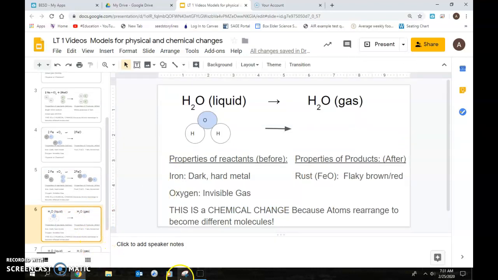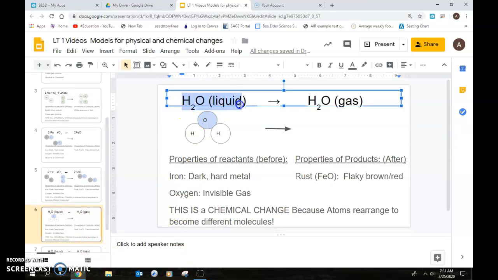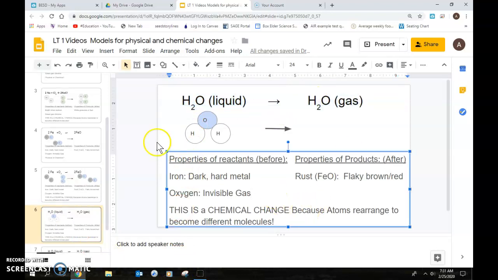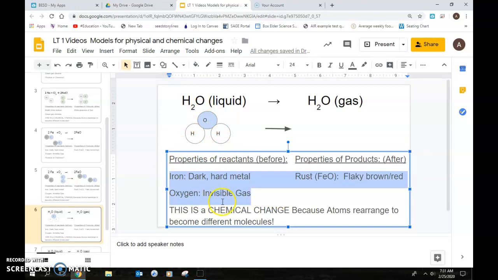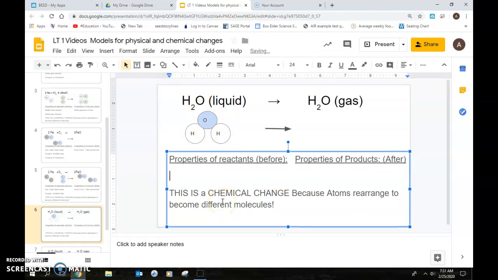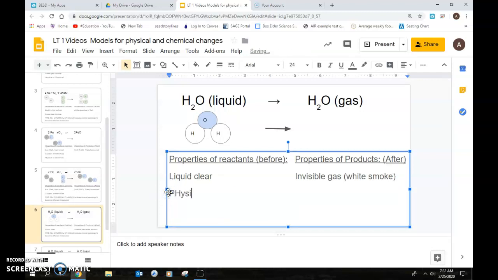Let's look at this one. On this one we have water, which is H2O liquid, and now it's going to boil and become H2O gas. So what would this one look like? Well, first of all, liquid has the properties of, oh, I messed this up totally. Liquid has the properties of being clear, right? And when it becomes the products, it turns into an invisible gas that we often see with a white smoke. And we want to ask the question, is this a physical or chemical change?